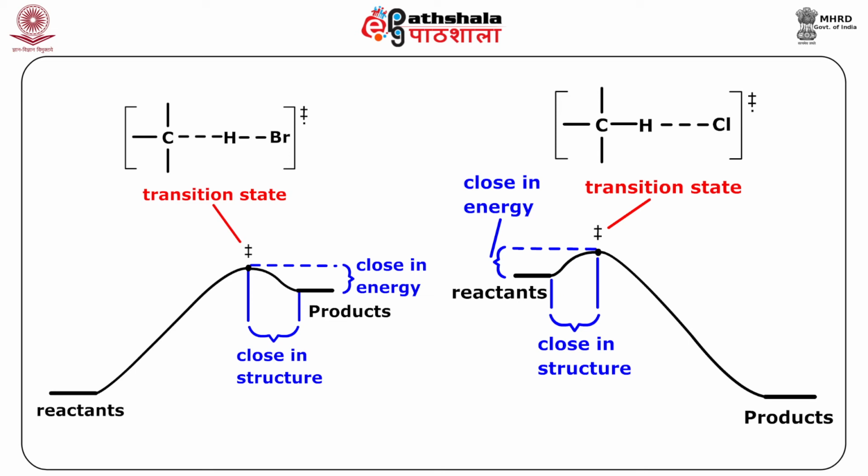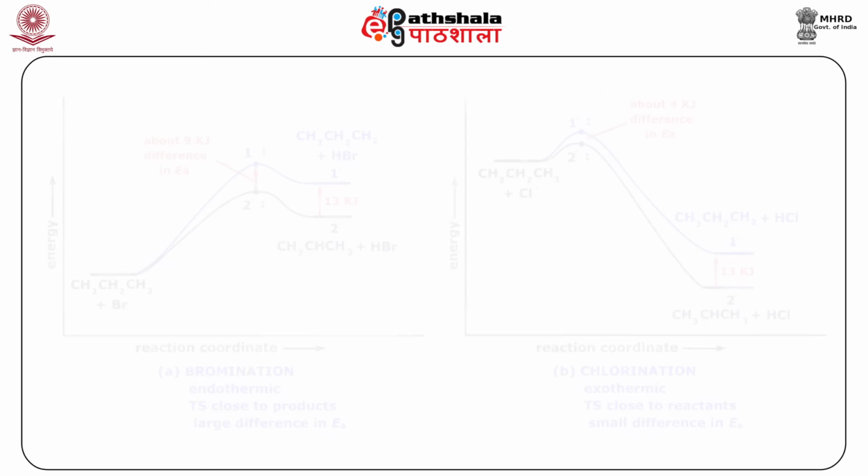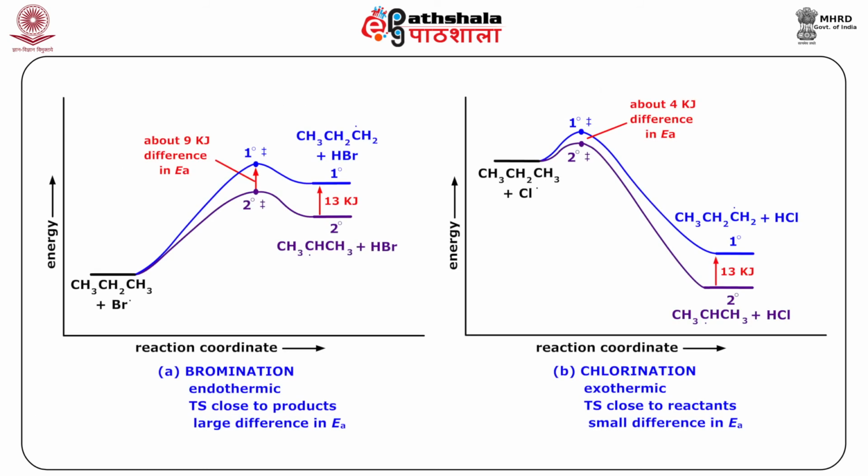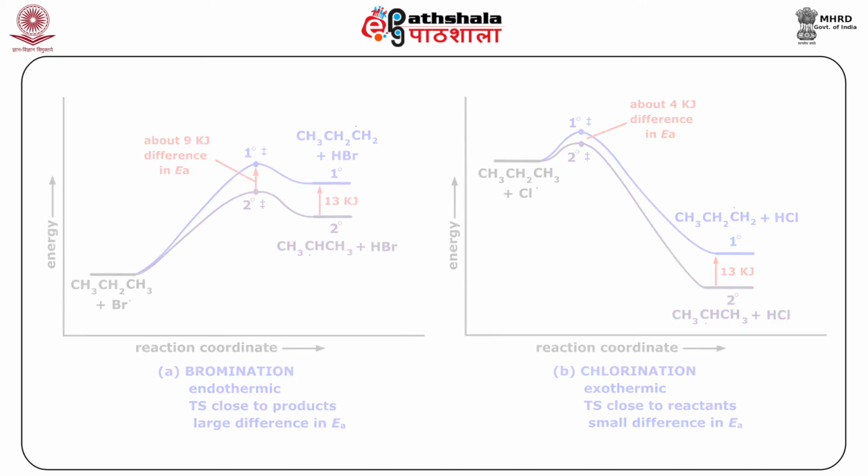Now, this is easily seen in the comparison between chlorination and bromination in this figure. The transition states forming for the primary and secondary radicals for the endothermic bromination have a larger energy difference of 9 kilojoules than those forming for the exothermic chlorination, that is 4 kilojoules. However, the energy difference of the primary and secondary products formed in chlorination and bromination is the same, amounting up to 13 kilojoules.